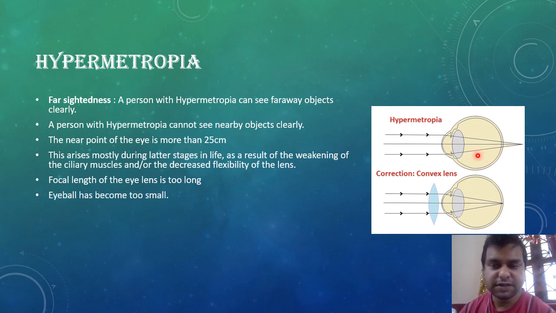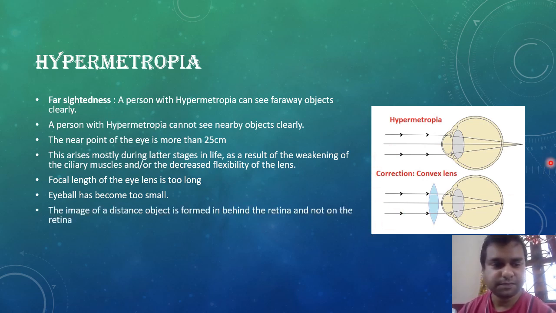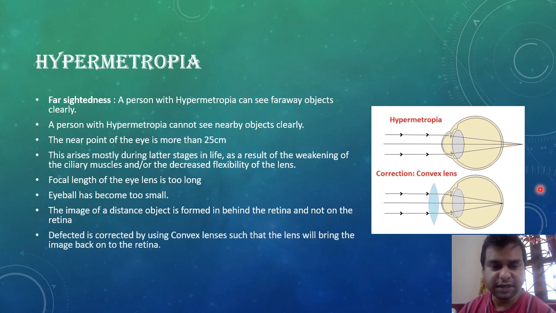And also sometimes the eyeball becomes too small. There are instances when the eyeball becomes too small. Old age, if you're suffering from diabetes and so forth, yes. So the image, as I mentioned, is formed beyond the retina. So how do we correct this? We need to use convex lenses. In the previous case, for myopia, we used concave lenses. Here we use convex lenses.